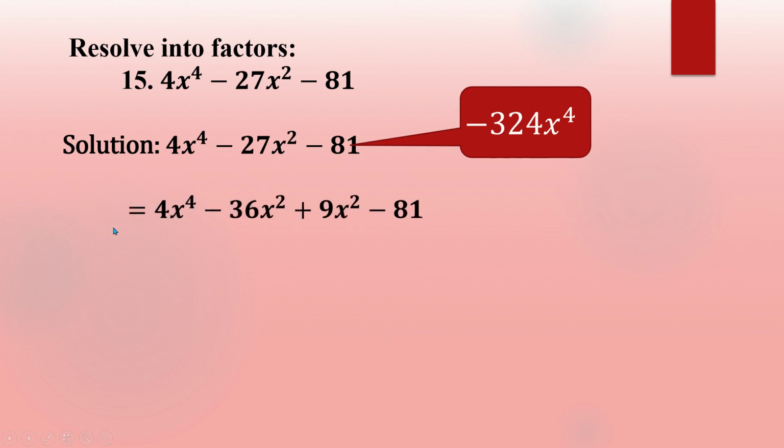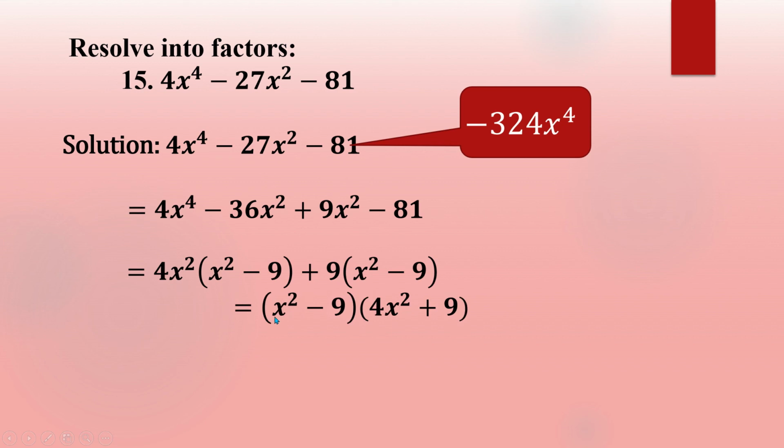Okay, now follow. Here 4x to the power 4, and here minus 36x square plus 9x square. Minus 36x square plus 9x square means minus 27x square, and after multiplying this and this we'll get this, and here will be minus 81. Now we can take common 4x square. As a result, here will be x square, and here will be 9, and here common plus 9, here will be x square minus 9. So this equals, we can write x square minus 9 into 4x square plus 9.